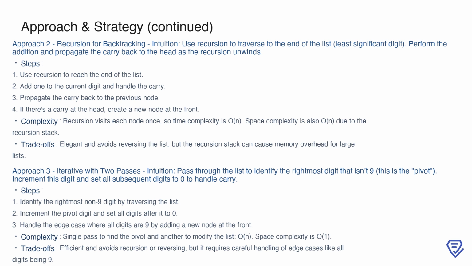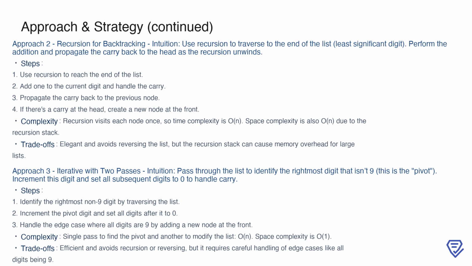The time complexity is O(n), because we visit each node exactly once. However, the space complexity is also O(n), due to the recursion stack, which can become a concern for very large linked lists. While this approach is conceptually clean, the memory overhead from recursion makes it less ideal for larger inputs.